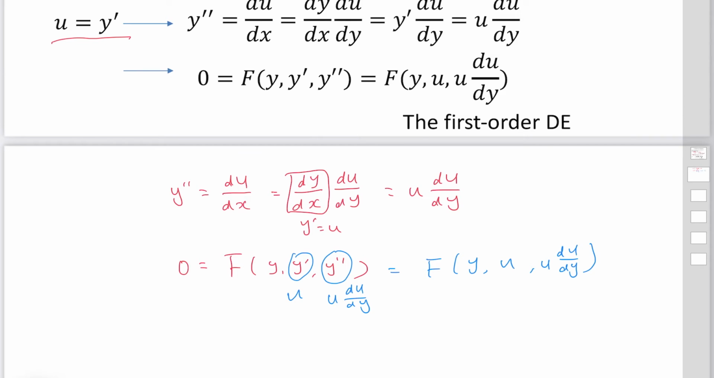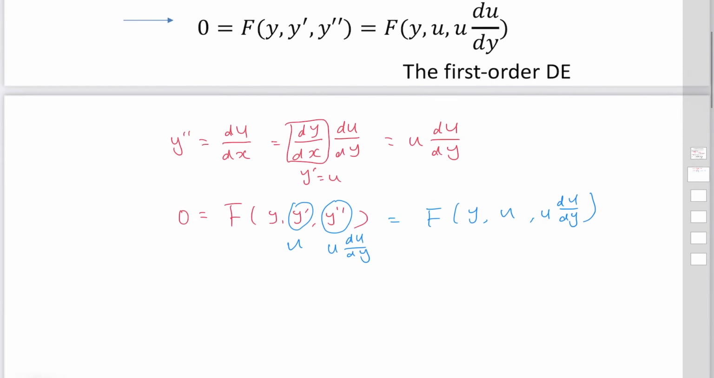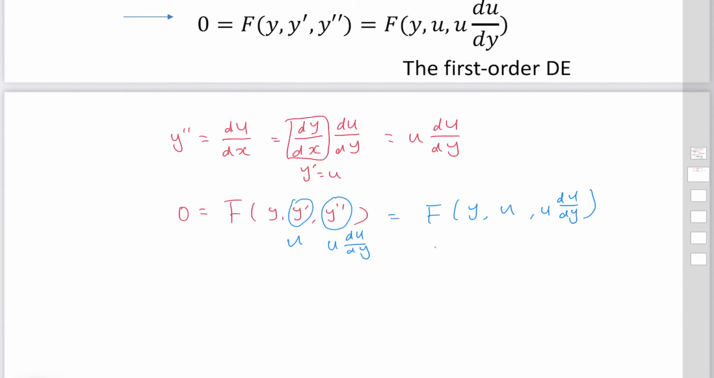Originally x is the independent variable, but in this equation x is missing. So instead of x, now y is the independent variable, and u is the dependent variable. And the equation becomes a first order differential equation. We apply the methods we learned to solve these differential equations.